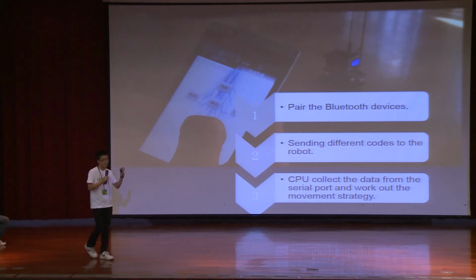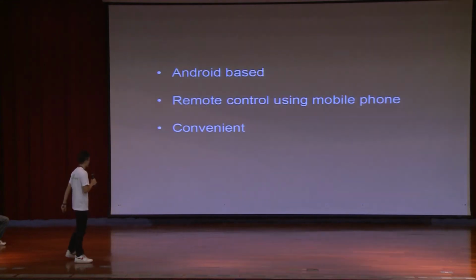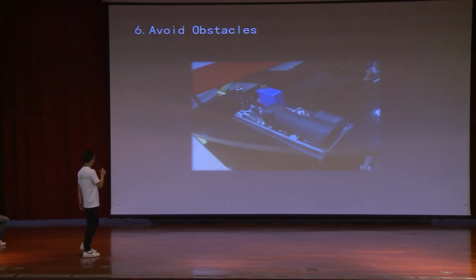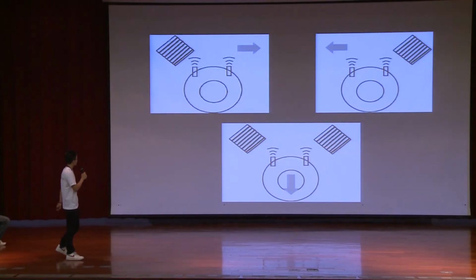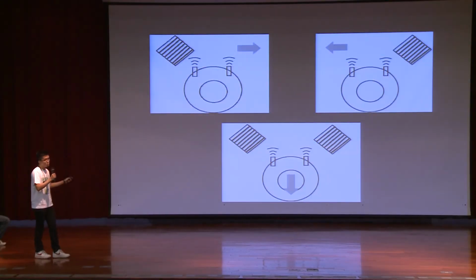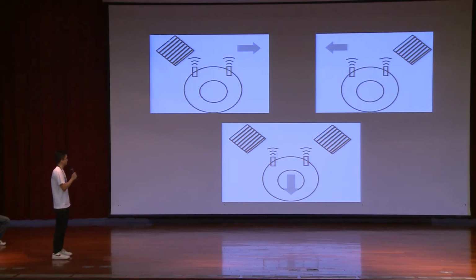And this is the third function of the whole project. And then last but not least, it can avoid obstacles by itself. It is really user friendly, because when it encounters obstacles, it can avoid them by itself using these sensors. And this is a really simple algorithm of that.